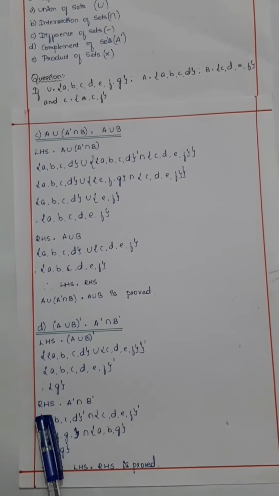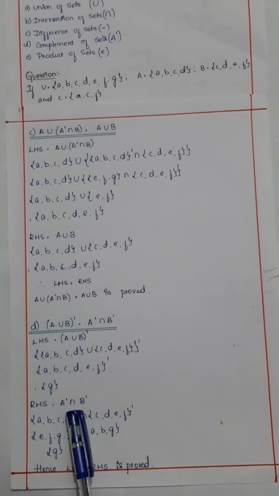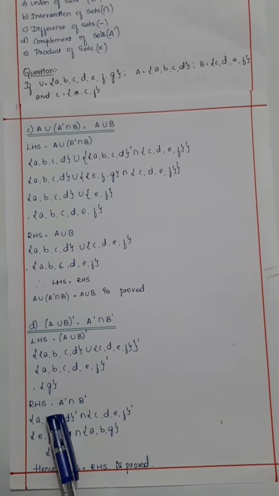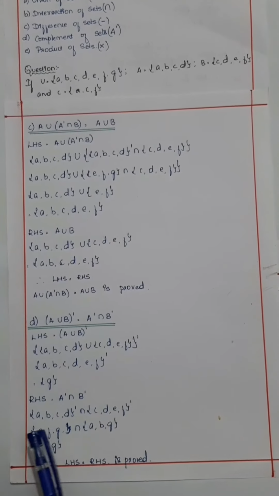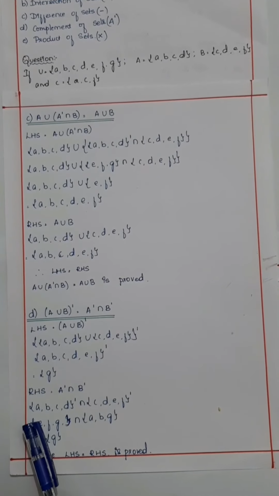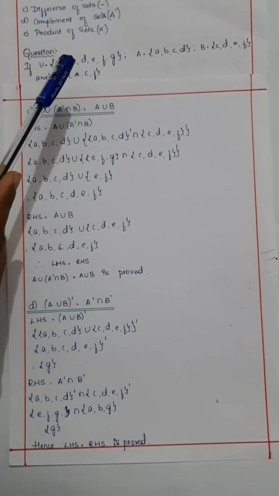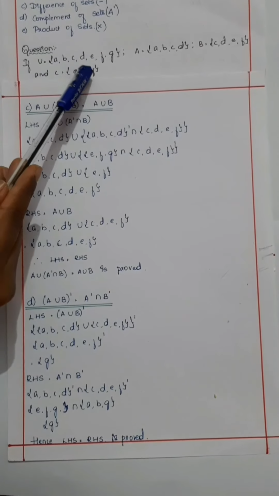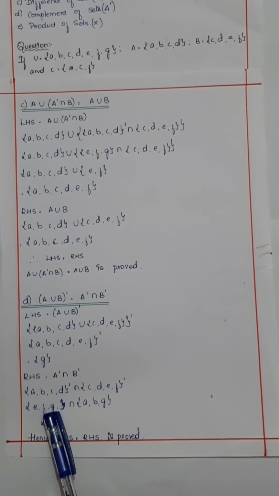Next we'll solve RHS. RHS is equal to A complement intersection B complement. We have to solve both the complements separately. So what is A complement? Set A contains A, B, C, D. Universal set contains A, B, C, D, E, F, G. So set A is A, B, C, D and the remaining element should be written. E, F, G is the remaining elements.